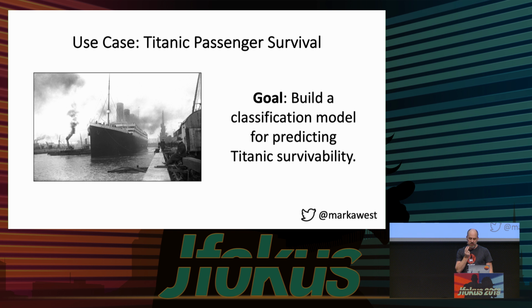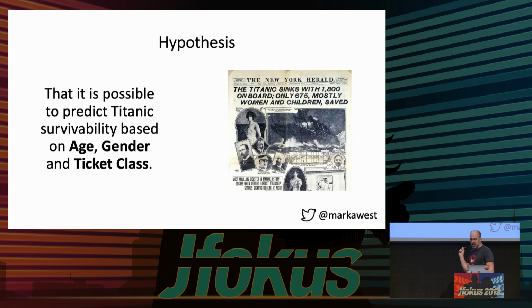You can get the Titanic data set on the web, and it's very well known. Lots of solutions to it. My hypothesis is that you can predict survivability on the Titanic based on 3 variables: age, gender, and ticket class.